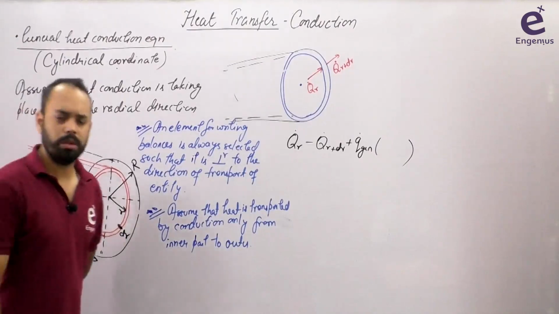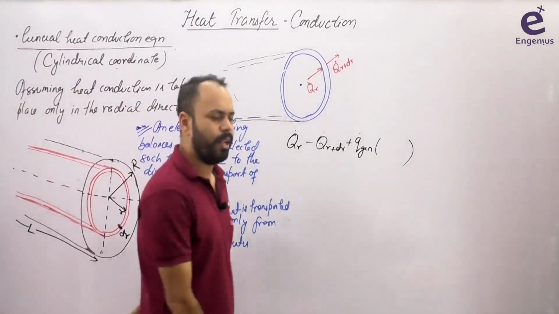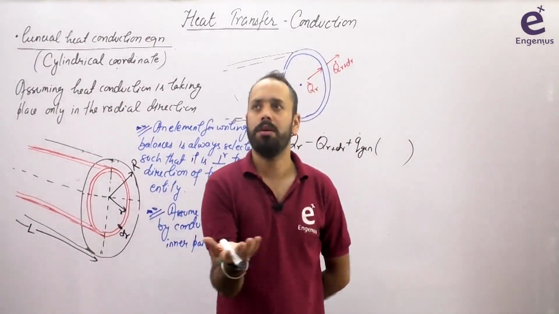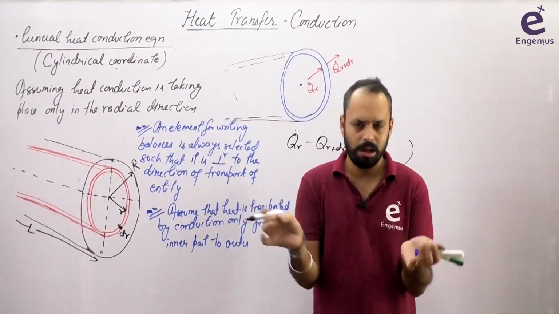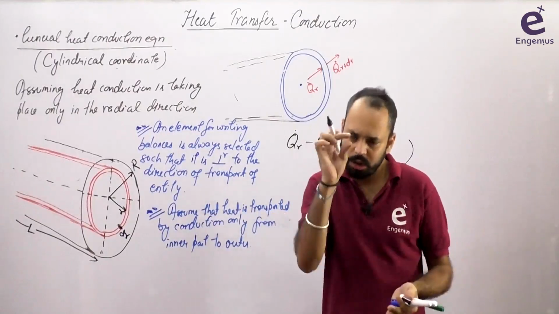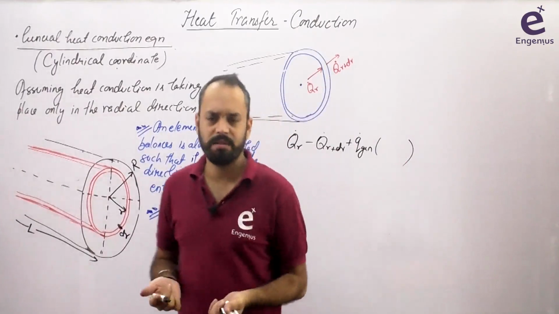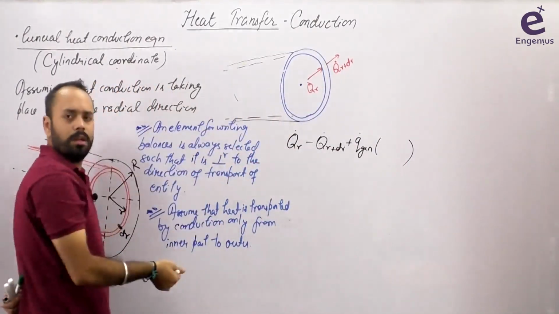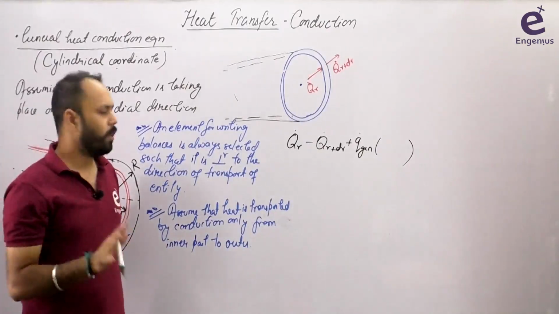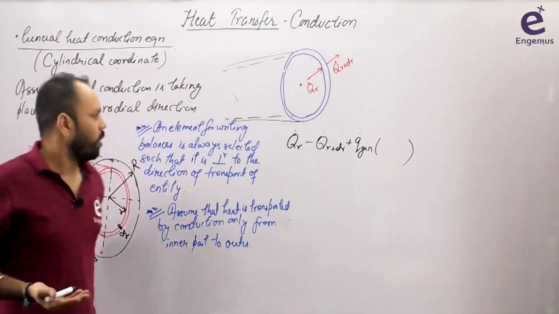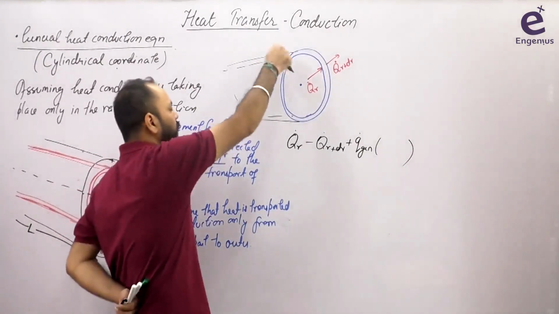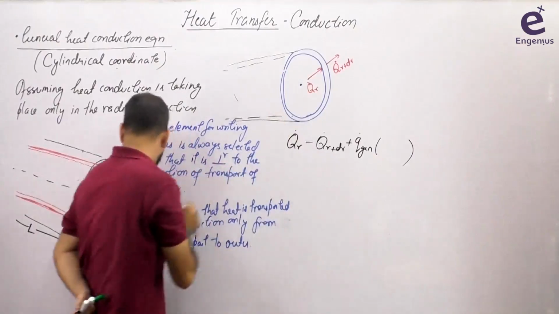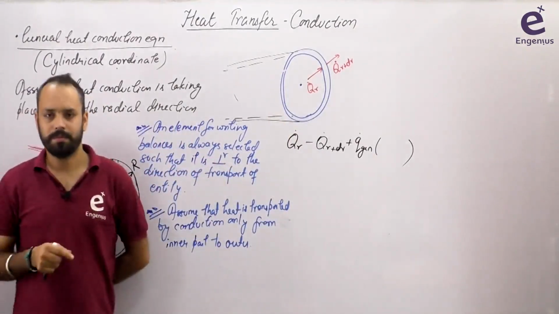Do you know that volume is area into height? Suppose you talk about a thick sheet of metal, then its volume is area into thickness, right? What is the area of this? Surface area into thickness. What is the surface area? 2 pi RL is the surface area. Yes, 2 pi RL. And what is the thickness? The thickness is dr. That is the volume.